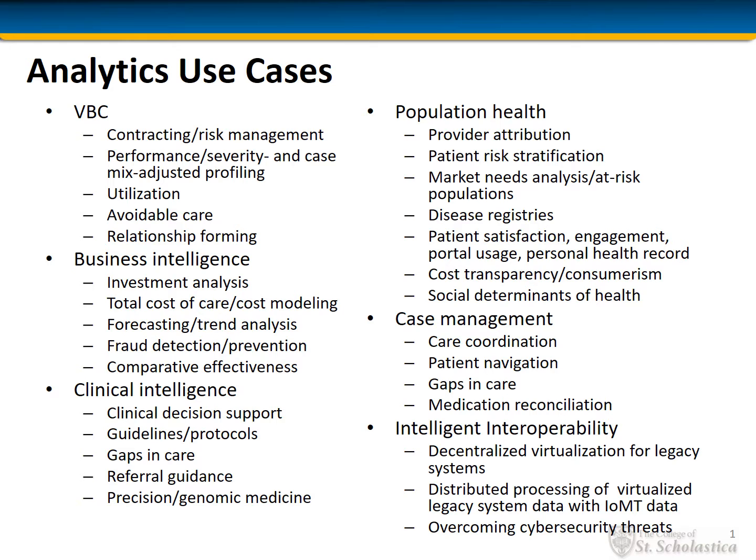Business intelligence focuses on revenue cycle, but could also focus on investments, mergers, acquisitions, and other means to mitigate risk, and cost factors, fraud detection and prevention, and competitive effectiveness, also important to mergers and acquisitions. Clinical intelligence use cases include clinical decision support, guidelines, protocols development and use, gaps in care, referral guidance, and precision genomic medicine. These should be available at the point of care where decision making can be made with the most specific information possible and with the patient.